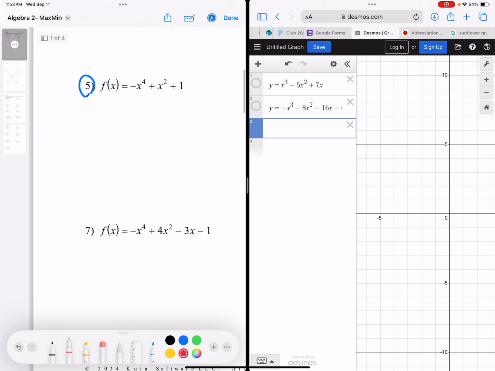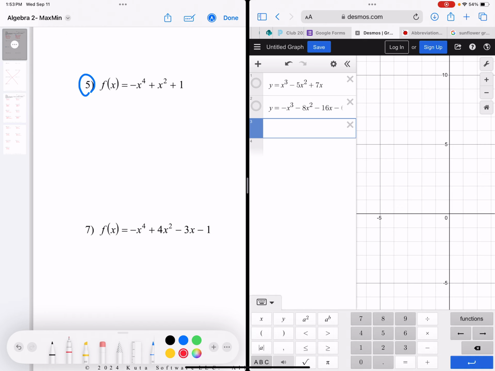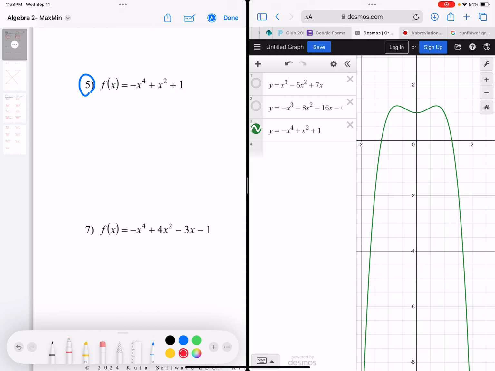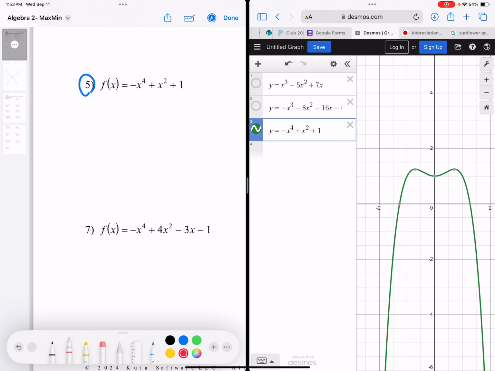And my last one is number 5. So we're going to write y equals negative x to the fourth plus x squared plus 1. I forgot to put my plus in there between the x to the fourth and x squared, so we're going to go back and fix that. This one looks a little weird. It almost looks like an M. I'm going to zoom in a little bit more on that and get some of the features.